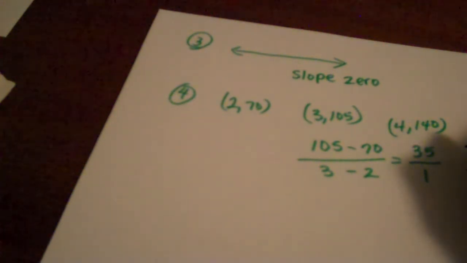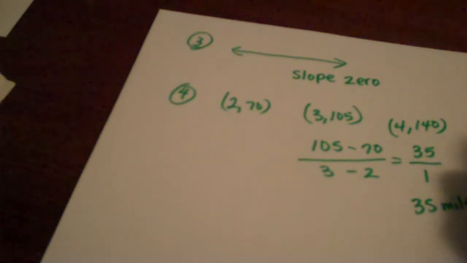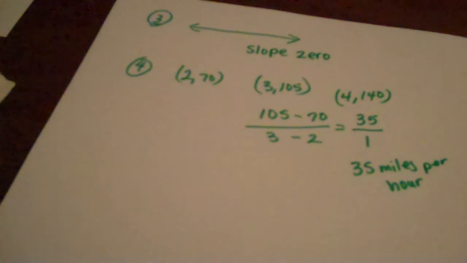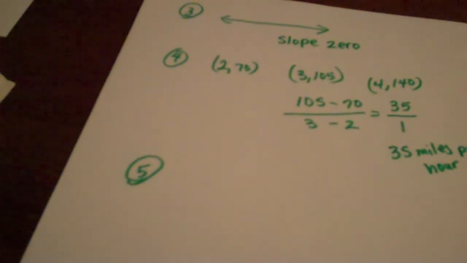Now I know that there is a rate of change of 35 miles per hour. So every hour, Ernesto is going to travel 35 miles. Again, this is just changing y over changing x. Moving on to question number 5. In question number 5, it says this graph shows the number of pies produced at a bakery as a function of time.